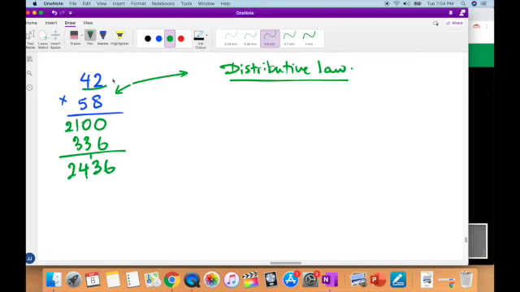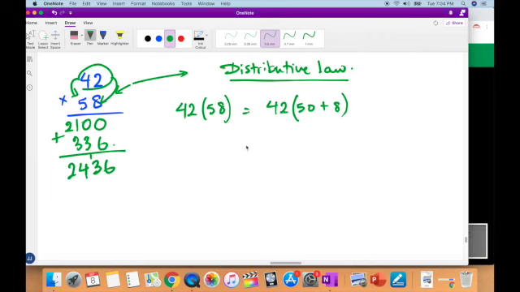But look, we multiplied the 42 by the 5, and then we added it to the 42 by the 8, right? So if we have 42 multiplied by 58, what did we just do? We just really split up the 58. So we have 42 and we split up the 58 into 50 plus 8. That's what we did there. And then we said 42 times 50 is 2100. And then we added this addition sign here. We added 42 times 8, which is 336. And that gives us 2436.